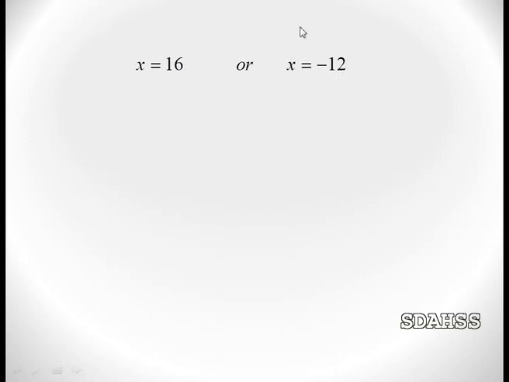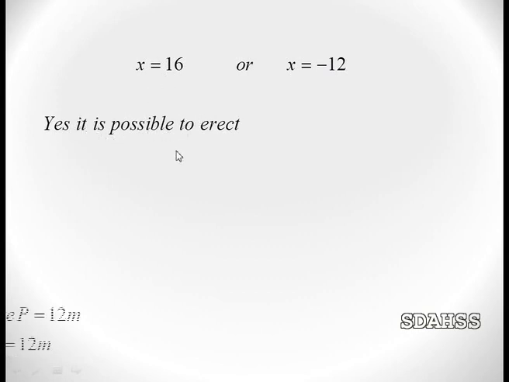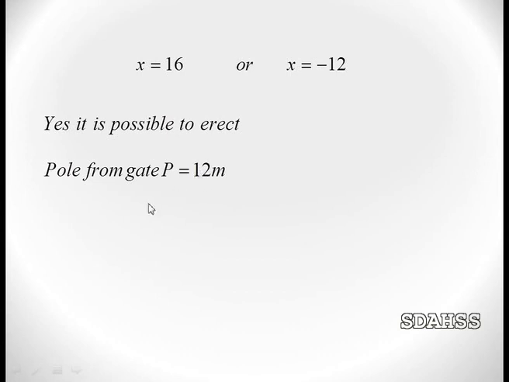Negative value is not possible. So 16 is possible. So yes, it is possible to erect the pole. Then the pole from gate P is x minus 4. Substitute x is equal to 16. So 16 minus 4 is 12 meter. The pole from gate P is 12 meter. The pole from gate Q is 16 meter.